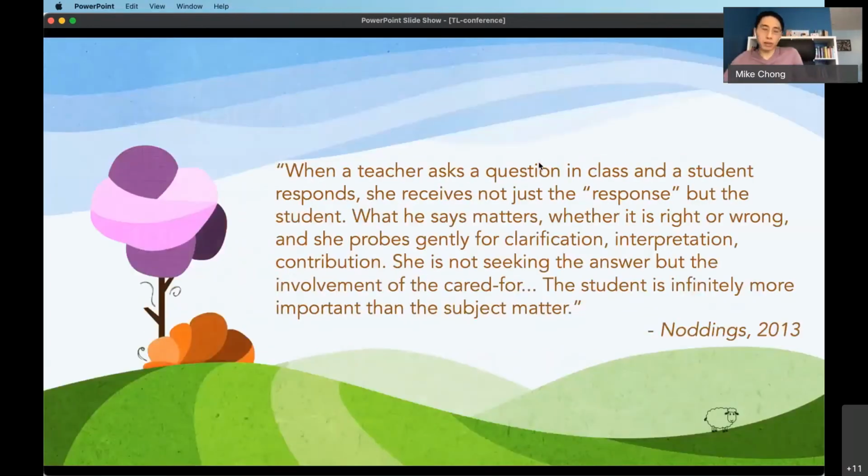So I'd like to just end, before we go into discussion, with this quote from Noddings, which I thought was really inspiring. "When a teacher asks a question in class and a student responds, she receives not just the response, but the student. What he says matters, whether it is right or wrong, and she probes gently for clarification, interpretation, contribution. She is not seeking the answer, but the involvement of the cared for. The student is infinitely more important than the subject matter."